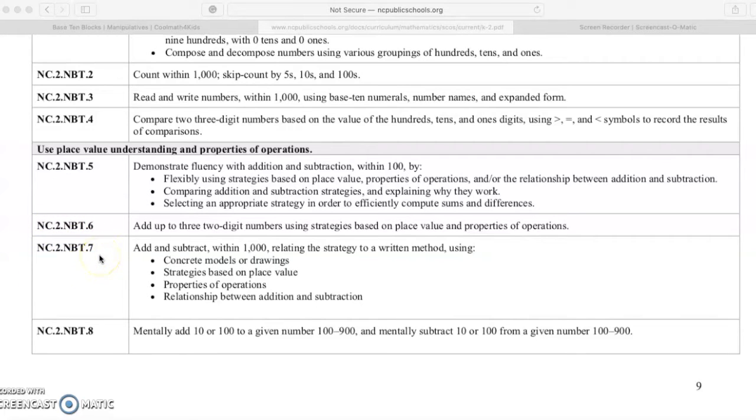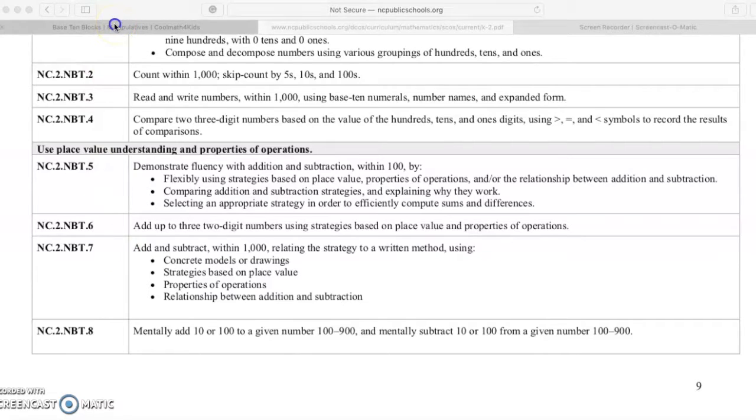NC.2.NBT.7. The standard says, add and subtract within 1,000, relating the strategy to a written model using concrete models or drawings, strategies based on place value, properties of operations, or relationships between addition and subtraction. Second grade students tend to use the concrete models, the drawings, the place value strategies, and so on to solve subtraction problems. And this is what it looks like.